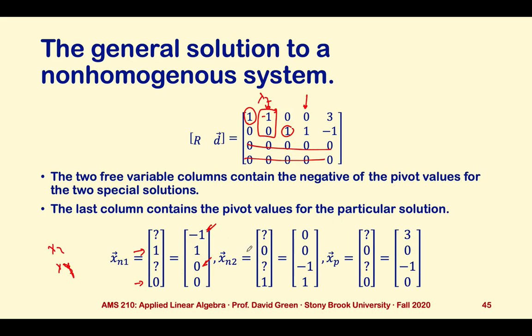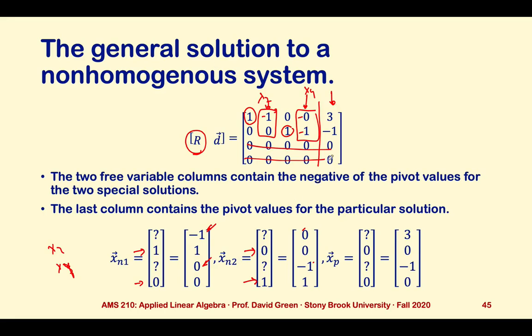For our next special solution to the homogeneous system, 0 for x2, 1 for x4. That means we're looking at the x4 column. Negate the values. A 0 goes in the position corresponding to x1, and a negative 1 goes into the position corresponding to x3. Our second special solution. These are read off from the R block of the reduced row echelon form, the coefficient block. The last column has the pivot values for the particular solution we're interested in.